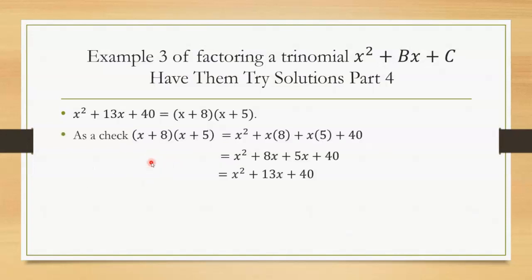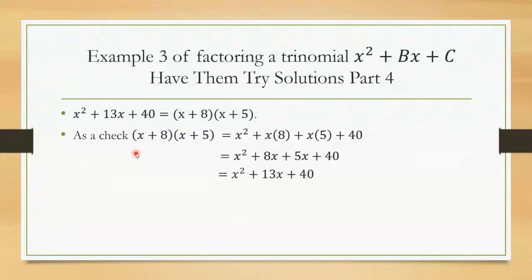So here we go. This is equal to x plus 8 times x plus 5. And if you wrote it the other way, that's fine also. Either way, when you multiply it, you'll get the original polynomial back. Okay, let's do the last one.